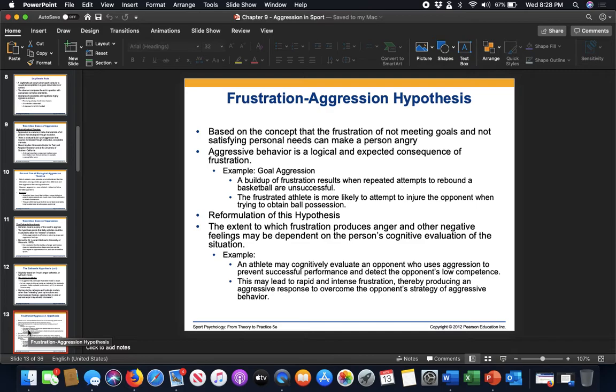So what we're saying with the frustration-aggression part is, if you look at the first one, it kind of sums up everything here. It's based on the concept that the frustration of not meeting goals and satisfying personal needs can make a person angry. Because of that, that anger leads to aggressive behavior, and then from there, it's just a vicious cycle.